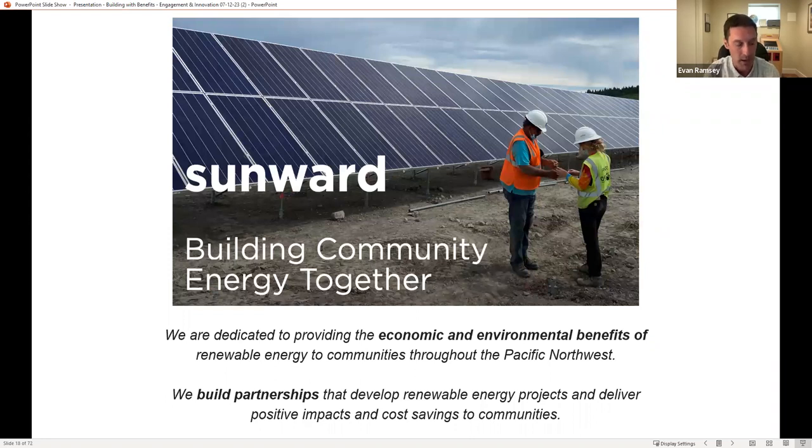Sunward is how we describe this work of expanding access to low-income and disadvantaged communities, expanding access to and benefits from renewable energy, primarily solar. And we're really focused on the economic benefits and the wealth-building opportunity that it can bring. And we do this through partnerships. We are always building partnerships, new, existing, and we're building projects with these partners. So we are rarely doing projects ourselves alone. It's always with one or many more partners at the table helping to design, create, and deliver these. And I'll get into that a little bit more.